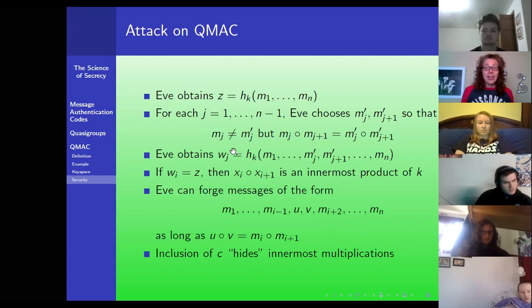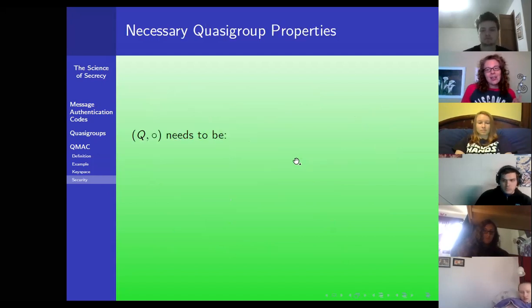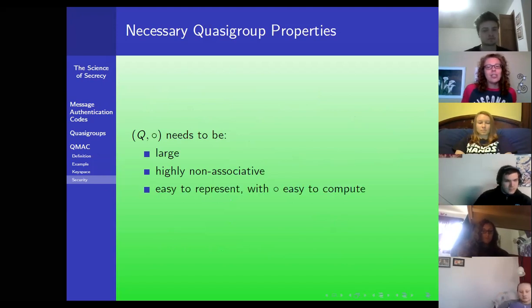Okay. Any questions up to this point? One more thing then. Size, 2 more things. The quasi-group has to be large, has to be highly non-associative, has to be easy to represent, and circle needs to be easy to compute, because you need ease of computation for message authentication codes. So large and highly non-associative.